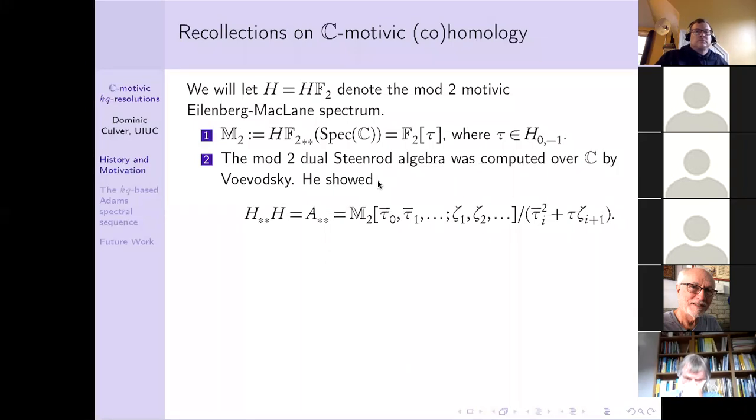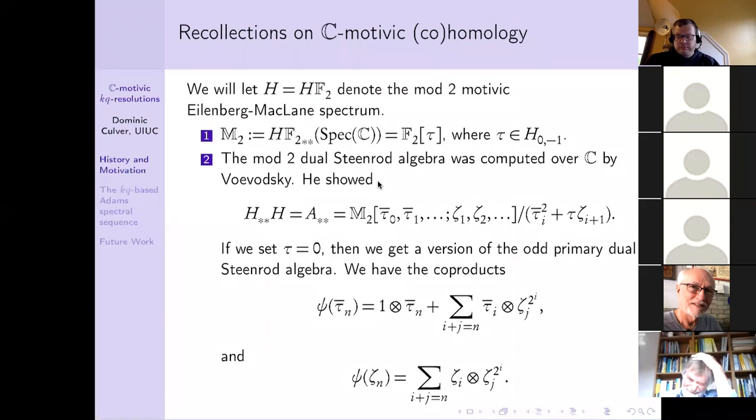So the thing to notice here though is that this thing looks like an odd primary version of the dual Steenrod algebra. And in fact, there is a relationship between those things. If I set tau equal to 0, and if you look at this relationship over here, then I'm setting this part to 0. So I'd just be saying that the tau i's, the generators of tau i's, would be exterior elements. And so then this exactly looks like an odd primary version of the dual Steenrod algebra.